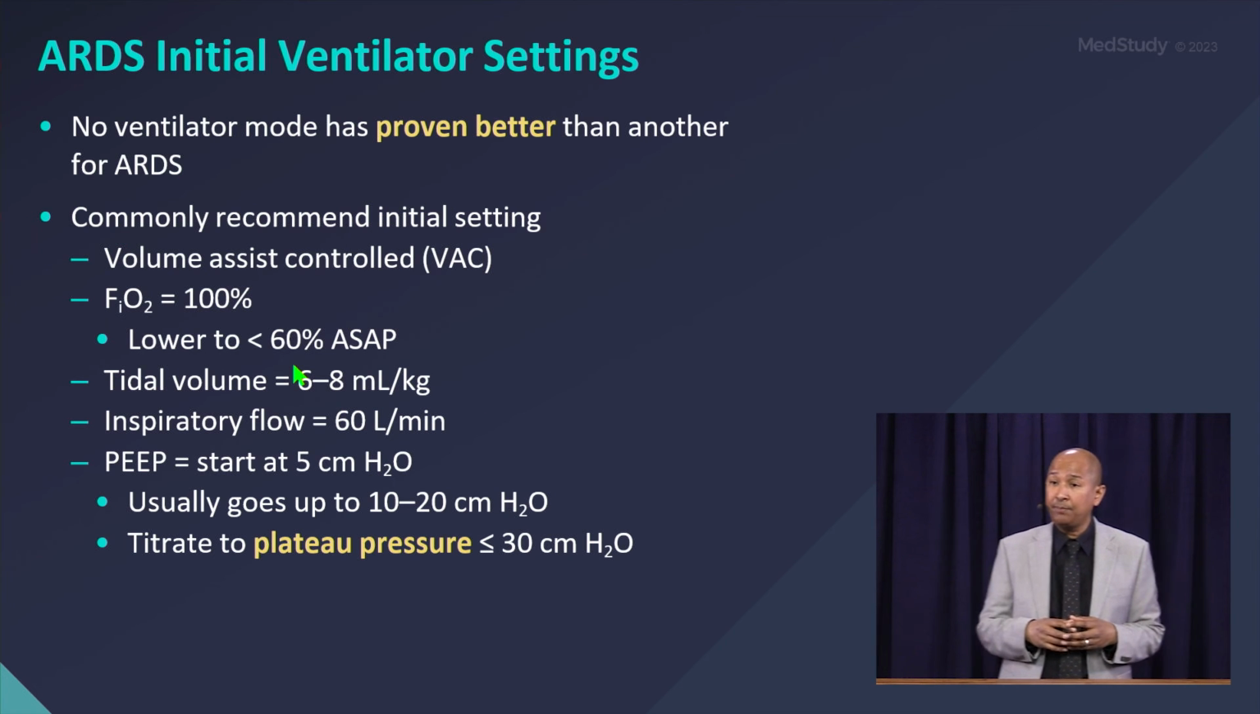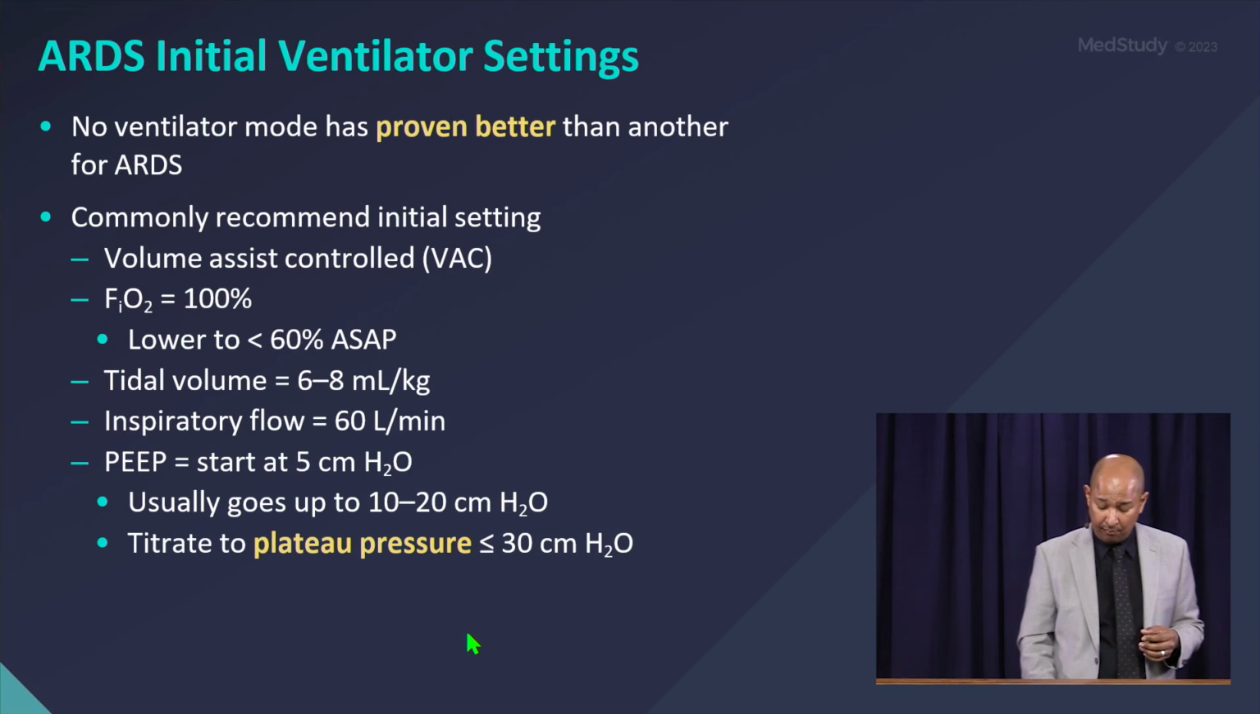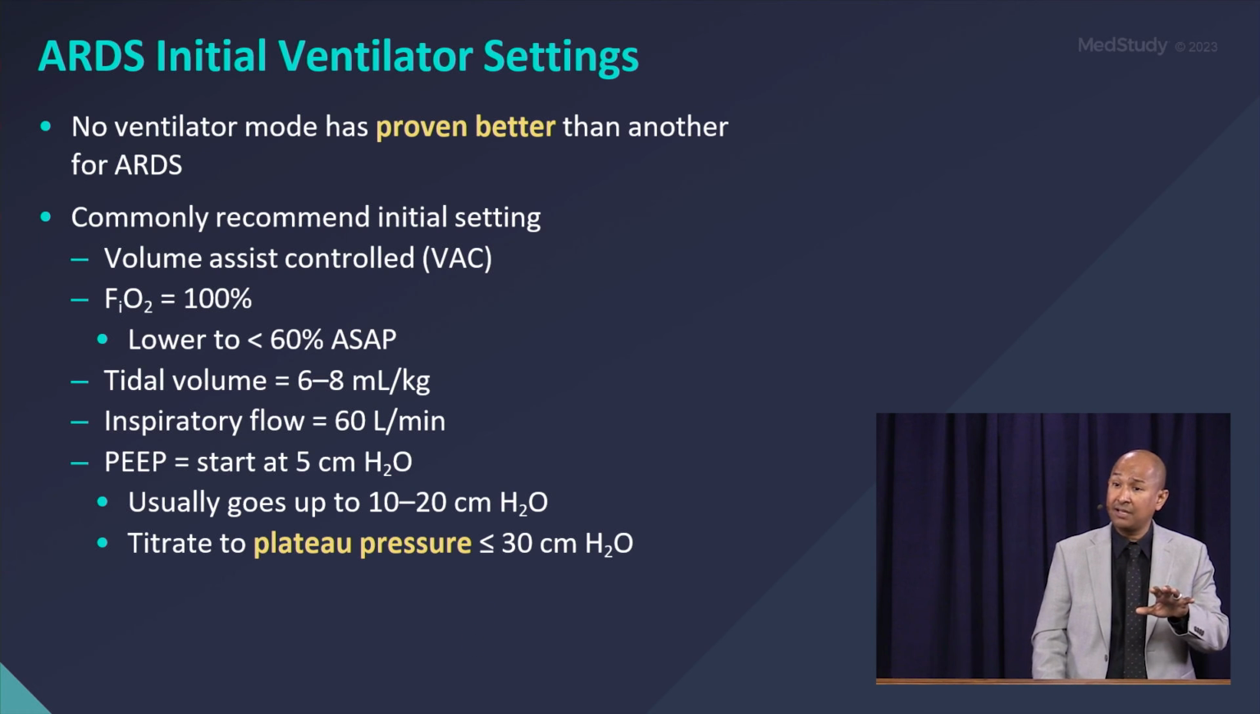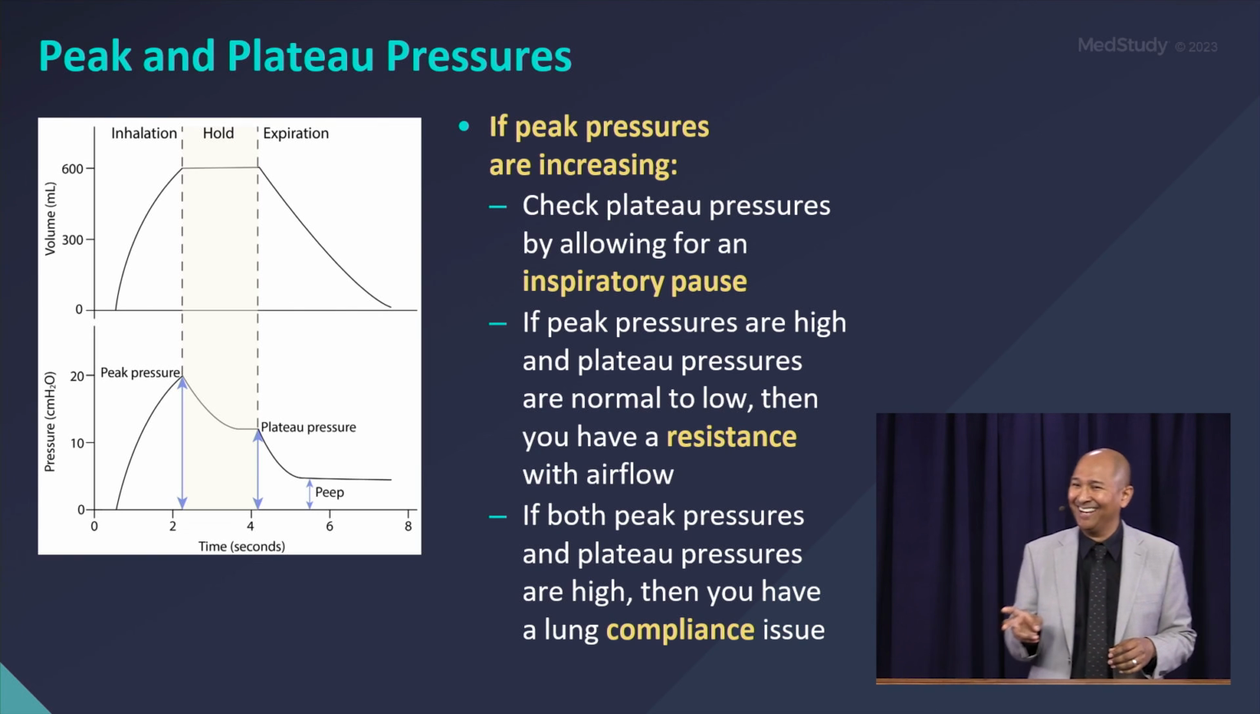And most people, when we talk about picking a vent setting, we use what? Probably volume assist control. We'll always initiate 100% FiO2, then wean it down as possible. If I even think about ARDS in anyone, I always give lower tidal volumes. And I usually start the PEEP at 5, and I'll titrate up based upon the what? The plateau pressure.